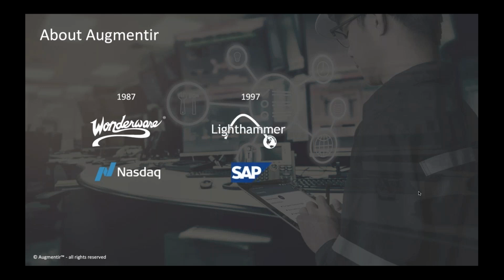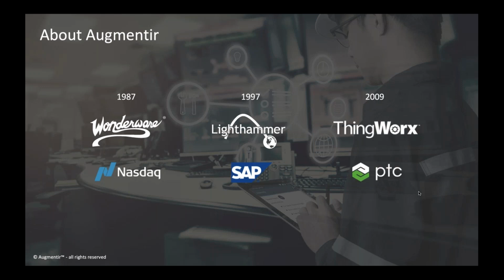And then in 1997, Augmentir's CEO and another co-founder, Russ Fadel, co-founded a company called Lighthammer. The idea there was a unification layer to help production operations run factories better, so synchronizing plant activities with enterprise systems. Lighthammer was actually acquired by SAP and is currently being offered under SAP's MII brand. So if you're an SAP customer at all, there's a 90-95% likelihood that you're using Lighthammer software under the hood.